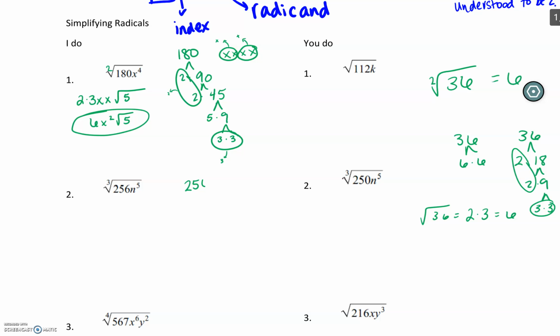So we need to factor 256. It is even, so I'm going to start with 2. 2 goes into 25 12 times, 2 goes into 16 8 times. It's still even. 2 goes into 12 6 times, 2 goes into 8 4 times.